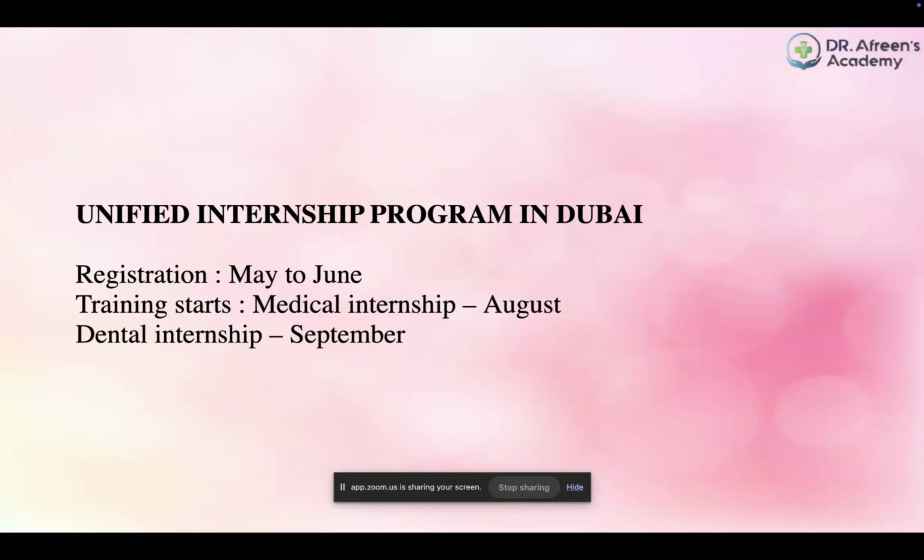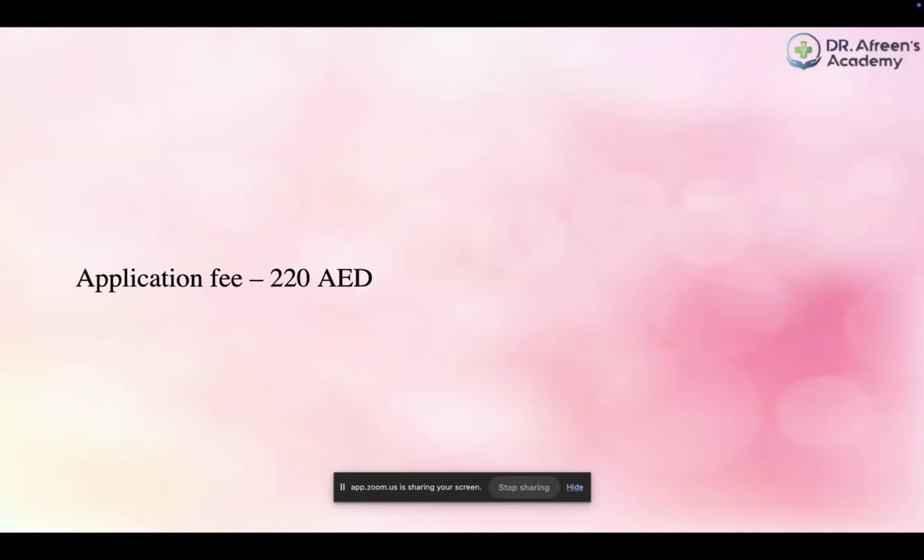Okay, the training, as in you will have June and July, 2 months, for you to prepare for your interviews and data flow, and all of those things. Whatever needs to be ready has to be kept ready in these 2 months, and then you will be inducted and started. Your training period will start from August for the medical graduates, and for the dental graduates it will be in the month of September. So that's about your registration and training.